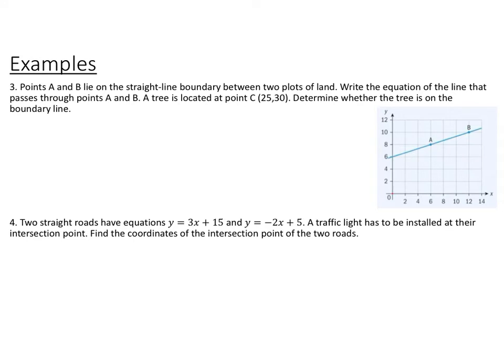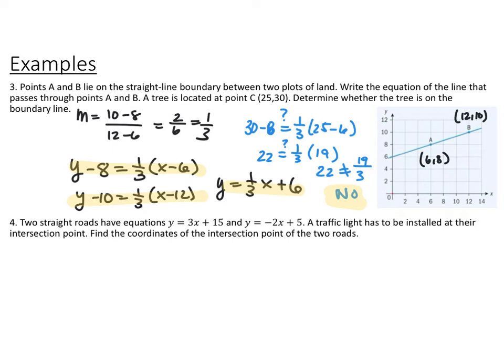So here's another example. Points A and B are on the straight line boundary of 2 plots of land here, and we want to write an equation of the line that passes through A and B. And then we also have a tree that's at point C, which is 25, 30, and we want to decide whether or not the tree is on the boundary line. So write the equation of the line that passes through points A and B, and then decide whether or not C is also on that line. So go ahead and pause the video and try that.